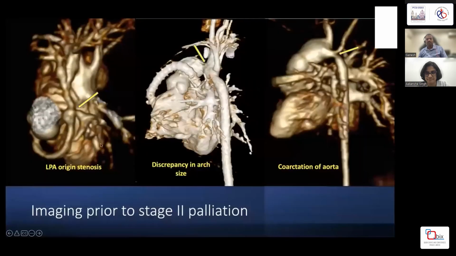Some other examples. This is a pre-Glenn CT, which showed the distal end of the Sano has caused some distortion of the pulmonary artery, especially the LPA origin, which has significant stenosis. We frequently come across discrepancy in the arch size between the neoaorta and the arch, which generally we do not intervene on. But if the question is coarctation of aorta, then it is fixed at the time of bidirectional Glenn.